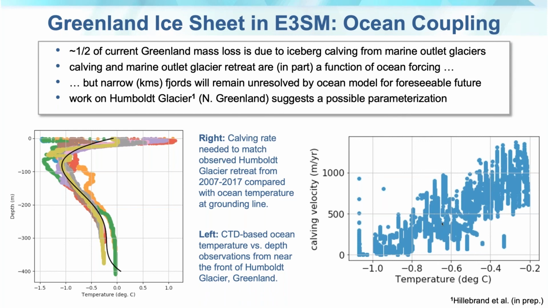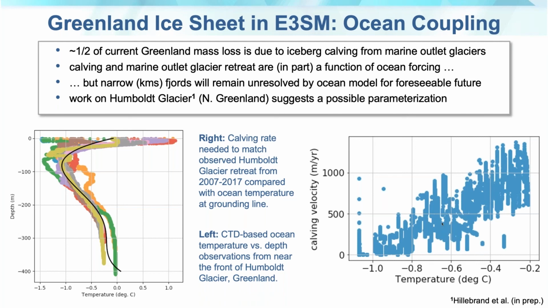to nearby ocean temperatures. About half of the mass loss from Greenland currently is due to icebergs calving from marine outlet glaciers. So while surface mass balance is more important to the rate of mass loss in Greenland than it is in Antarctica, the mass loss that comes from iceberg calving is still important, so we can't entirely ignore that.